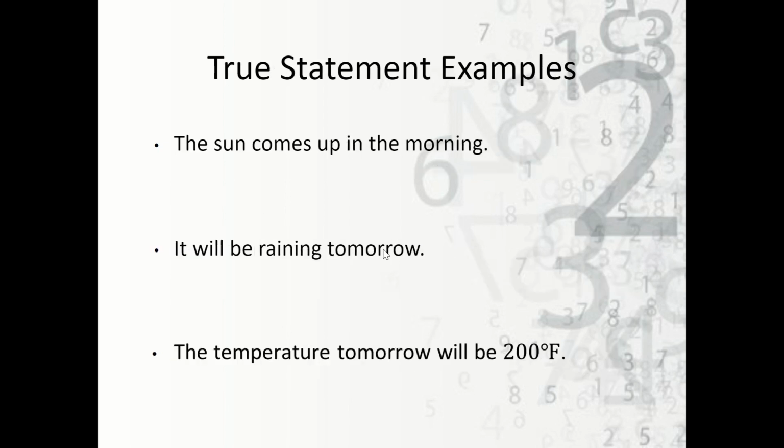So, for instance, the sun comes up in the morning. Well, we know that that's always true. The sun always does come up. So that is an always true statement. It will be raining tomorrow. Well, maybe it rains tomorrow, maybe it doesn't. It's possible either way. So that is sometimes true. And lastly, the temperature tomorrow will be 200 degrees Fahrenheit. Well, sometimes it might feel like it's 200 degrees, but it's never actually 200 degrees. So that is never true.